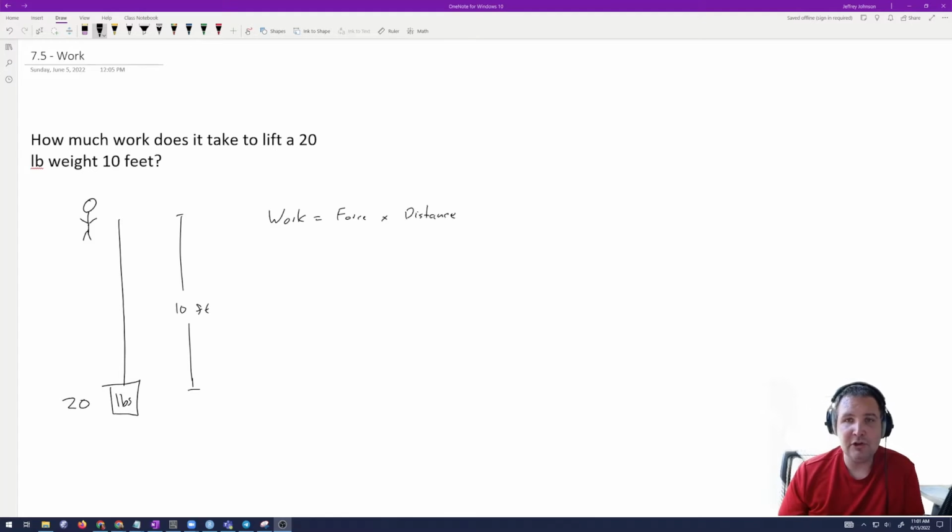In this section, we want to look at how we can use the definite integral to answer questions about work. And we'll start with a simple question here. How much work does it take to lift a 20-pound weight 10 feet?